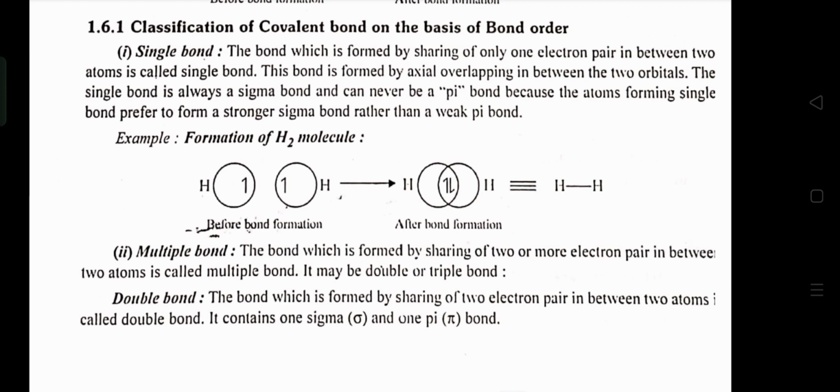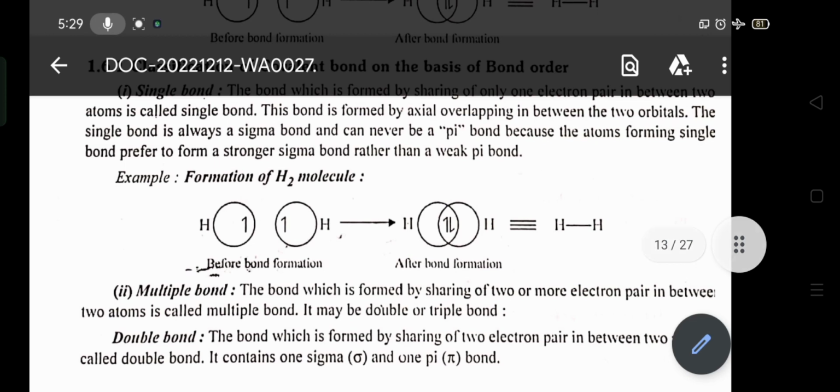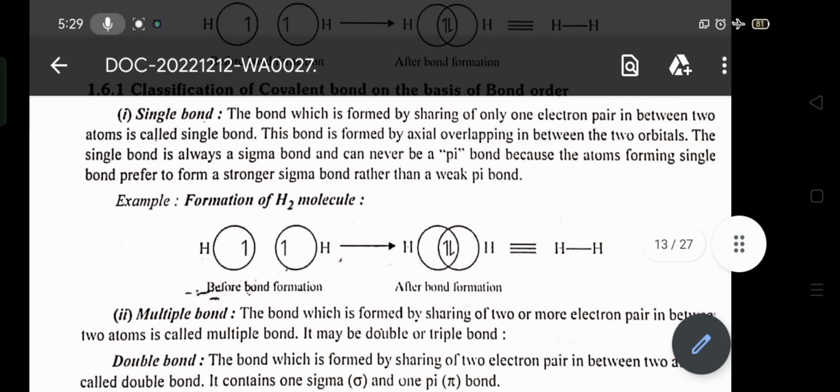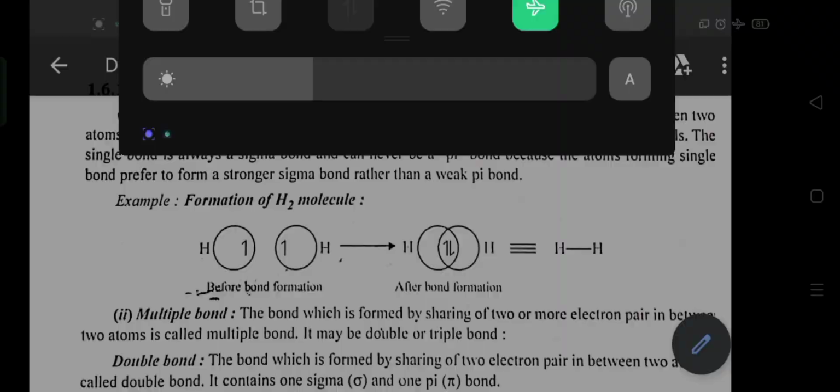First one is the single bond. The bond which is formed by sharing of only one electron pair between atoms is called a single bond. It is formed by axial overlapping between the two orbitals. The bond is always a sigma bond, can never be a pi bond, because the atoms forming a single bond prefer to form a strong sigma bond rather than a weak pi bond.